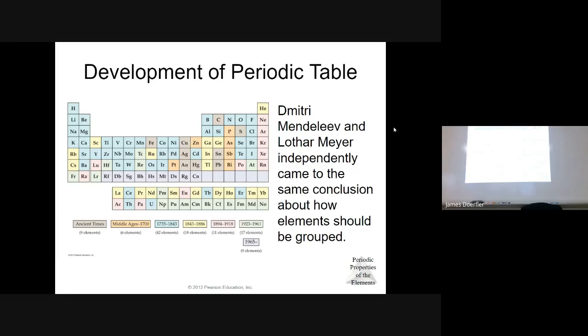Dimitri Mendeleev, and then the lesser known individual, Lothar Meyer, independently came to the same conclusions about how elements should be grouped. And the reason why I say Lothar Meyer is lesser known is because he doesn't necessarily get the credit for developing the table that we have today. Mendeleev is the one that pretty much receives all the credit. There's really a significant difference between the two individuals, not a difference in their ideas on elements and how they should be grouped, but how they went about promoting their table.